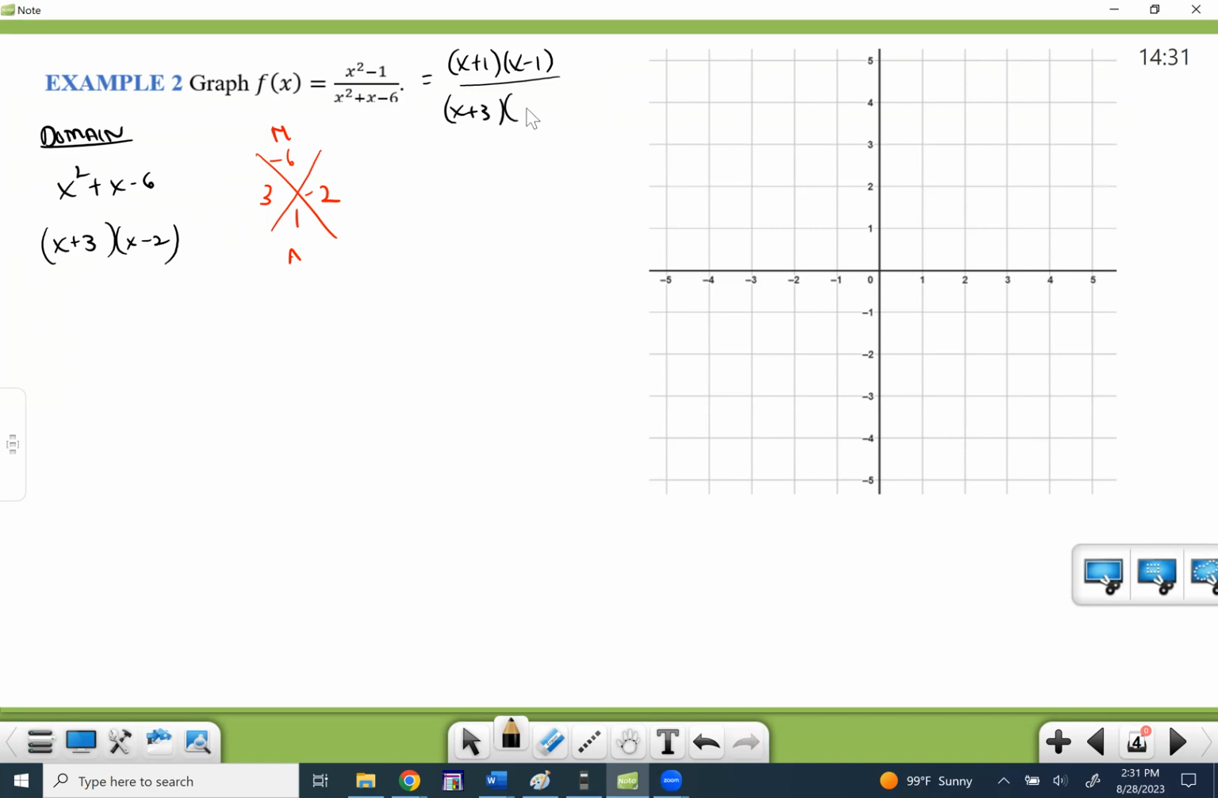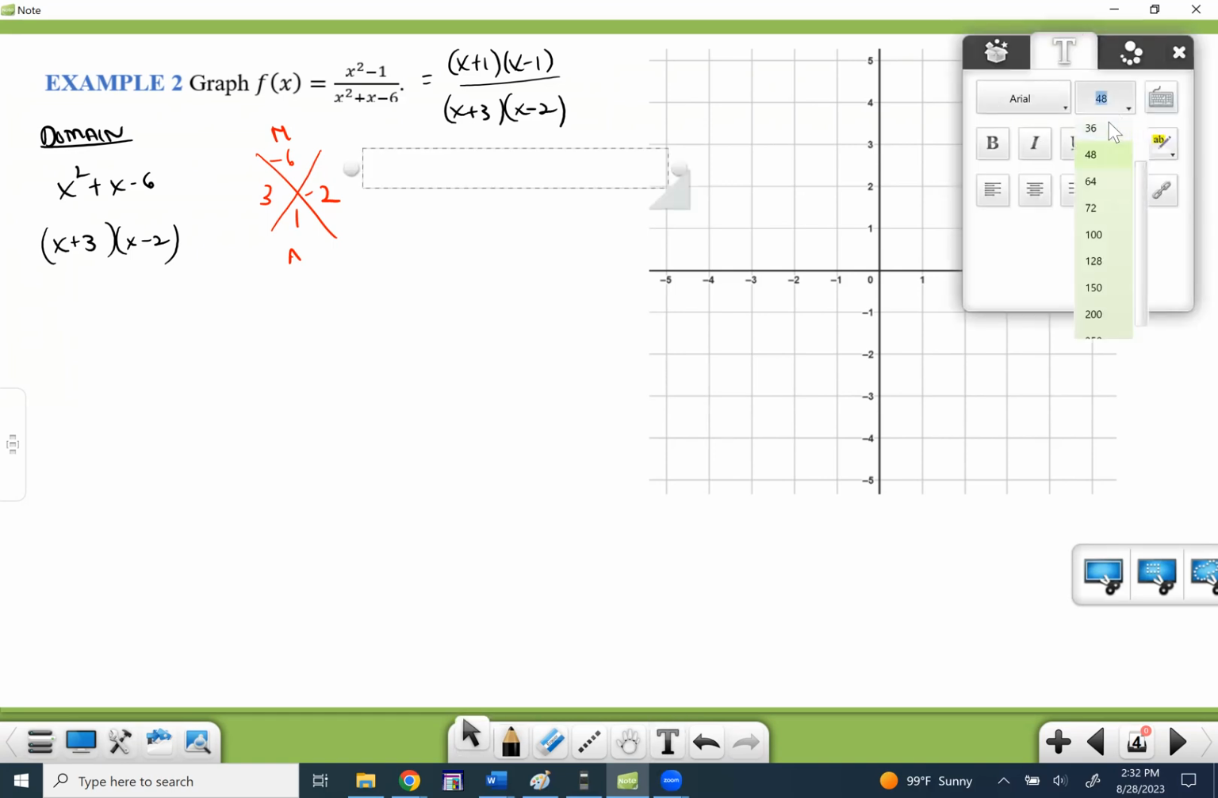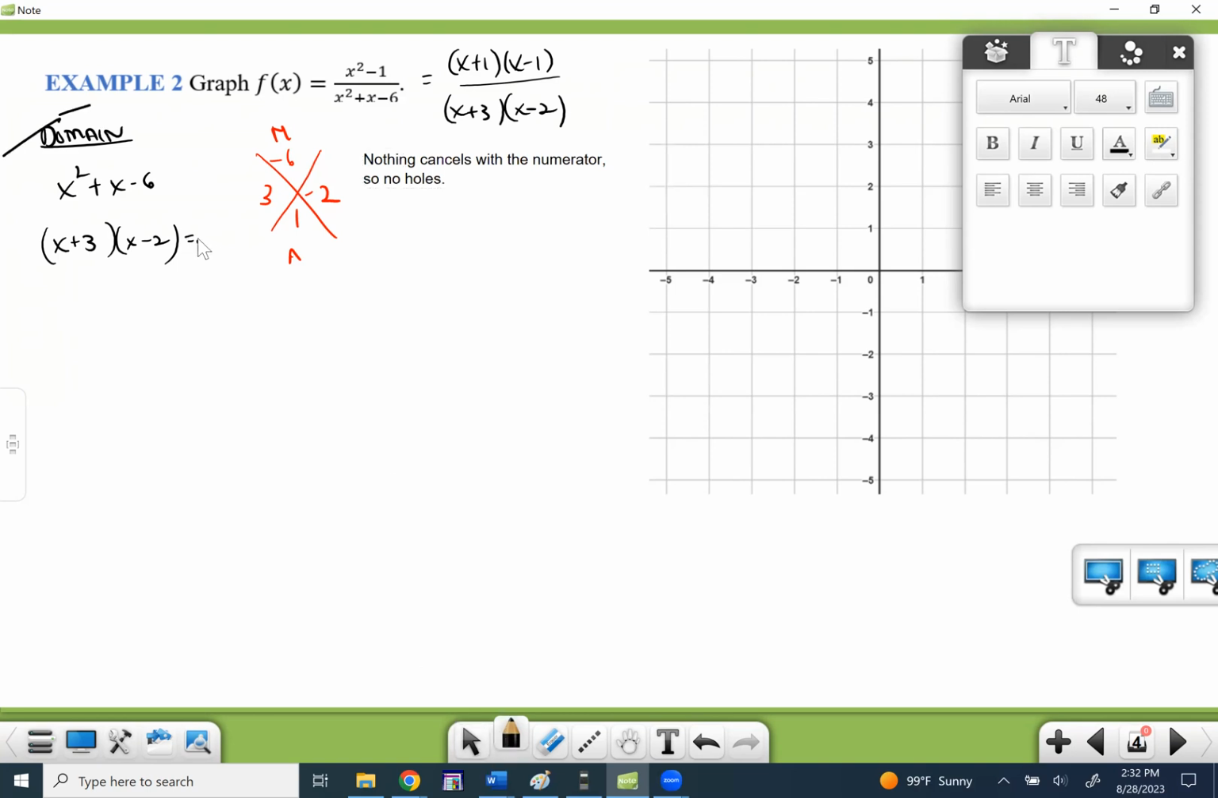This is an equivalent version of our function. Now, again, nothing cancels with the numerator. So that implies that we are not going to have any holes. That means that everything in the denominator that we set equal to 0, so the x plus 3 and the x minus 2, these will all be vertical asymptotes.